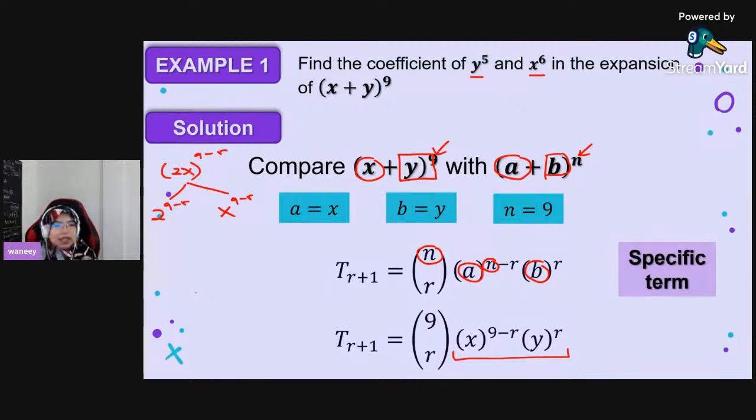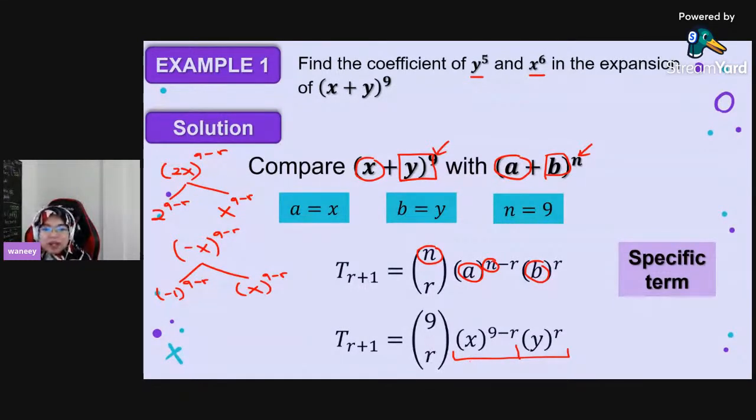For example, if you have negative x to the power of 9 minus r, then separate them into two. The first one will be negative 1 to the power of 9 minus r. Another one is x to the power of 9 minus r. If you see any number together with the unknown, make sure to separate them, and then simplify them until we have the simplest. Now both of them are different unknowns, so there's nothing else to simplify.